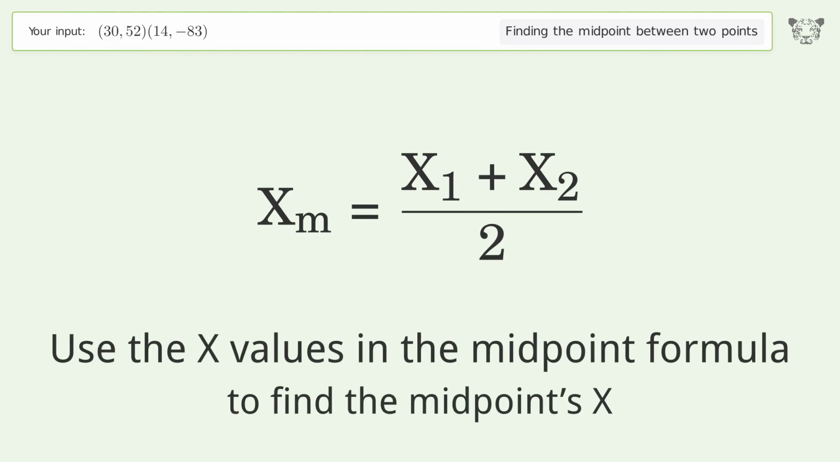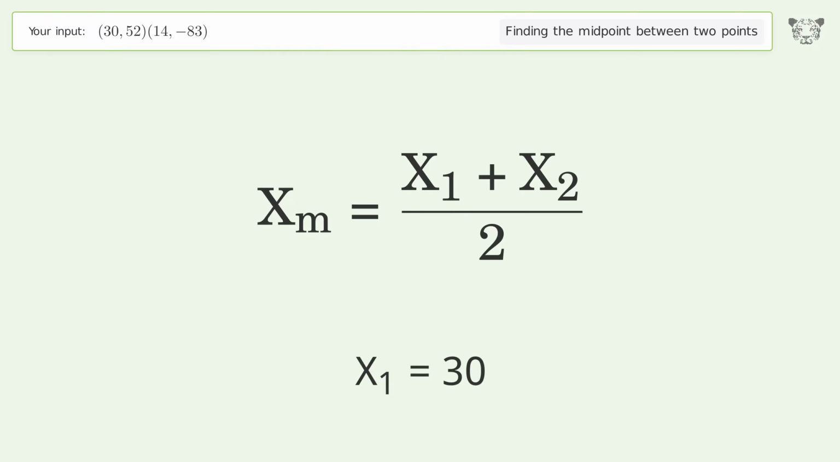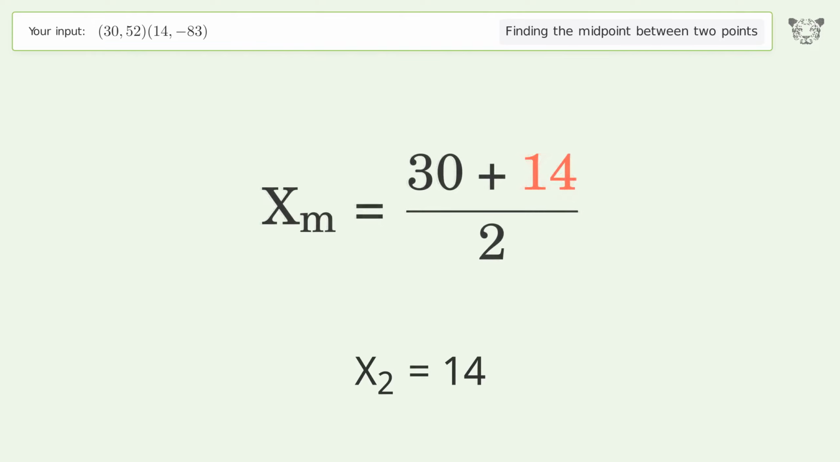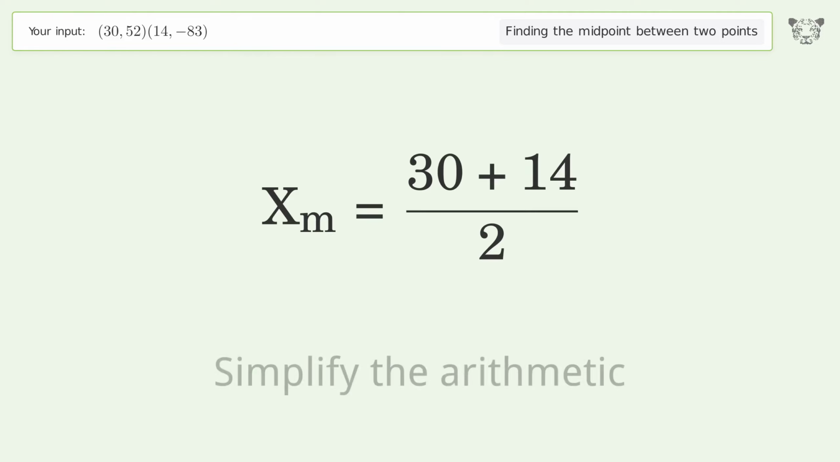Use the x values in the midpoint formula to find the midpoint's x. x1 equals 30. x2 equals 14. Simplify the arithmetic.